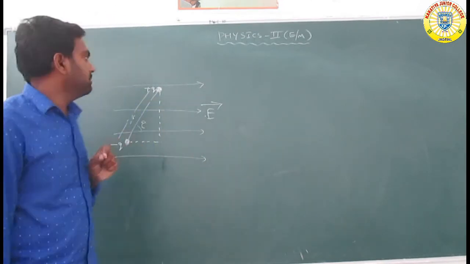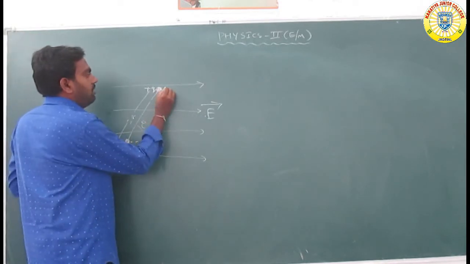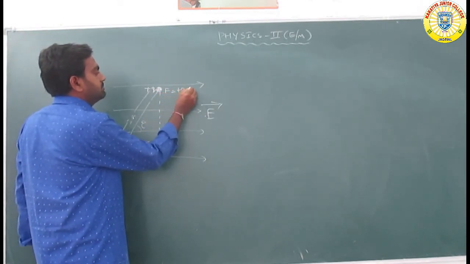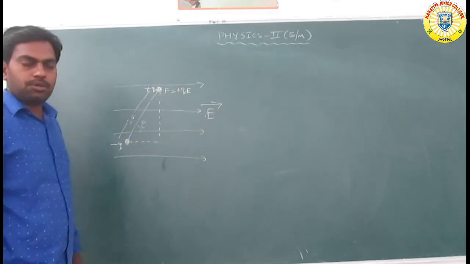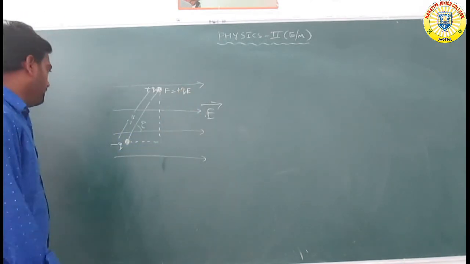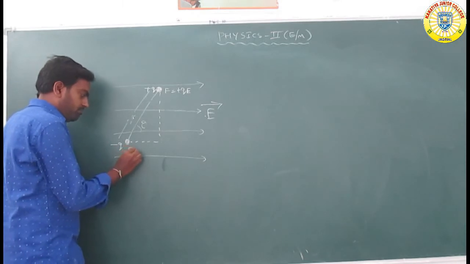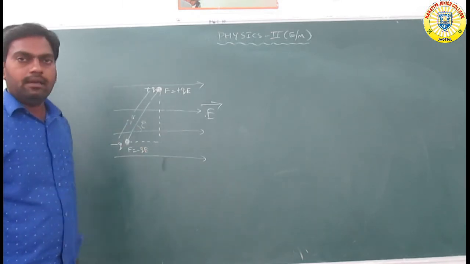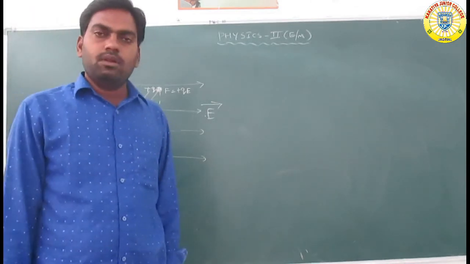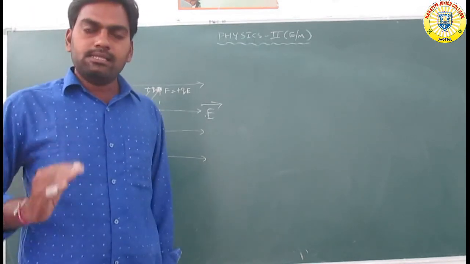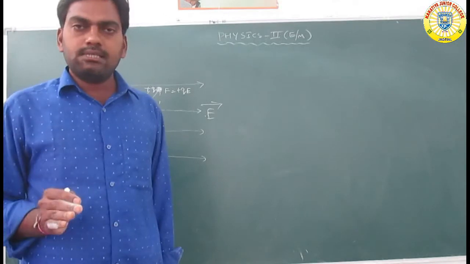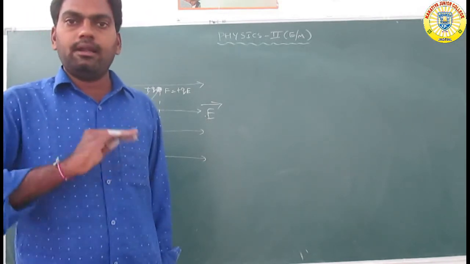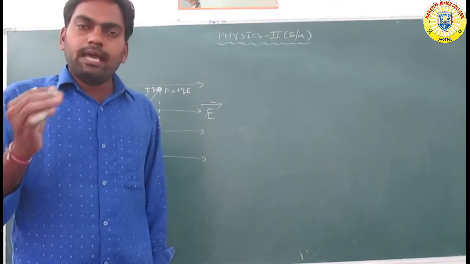So the force F acting on the plus charge is F equal to plus qE, and on the minus charge F is equal to minus qE. These two forces, plus qE and minus qE, are equal and opposite. So the dipole is rotating.